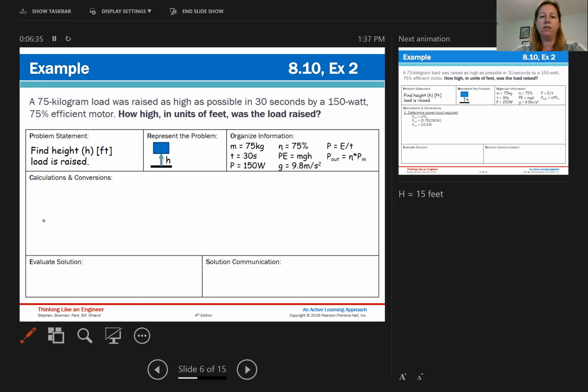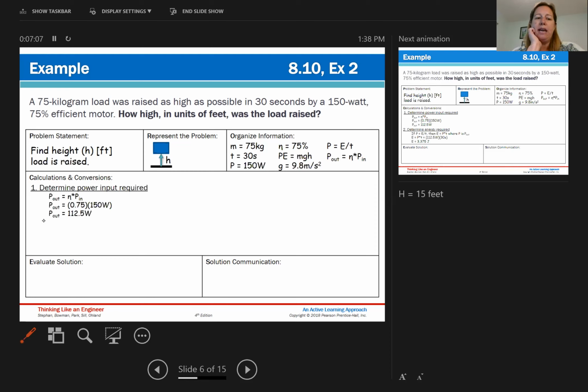And then I know if I'm lifting something, I'm going to have potential energy, where potential energy is equal to my mass times my gravity times my height. And then I have my gravity, which is my assumption here. I have my power equation, and then my P out is equal to my eta times P in. So now I can move on to my calculations in this problem. The first step is to determine the power output required.